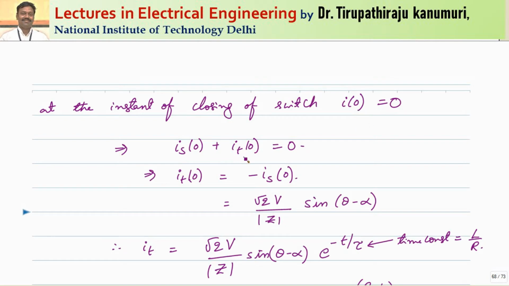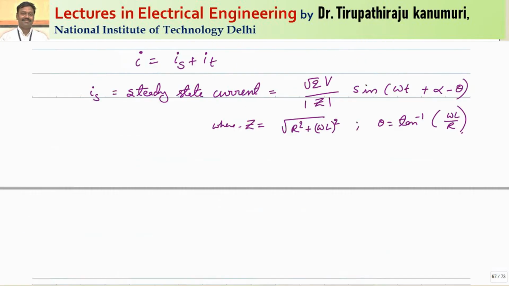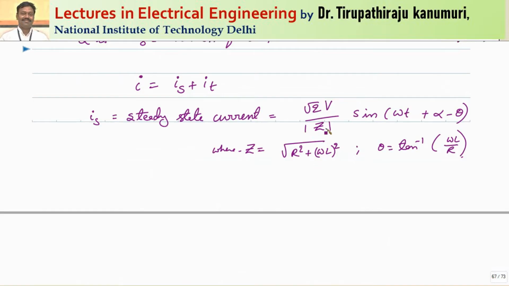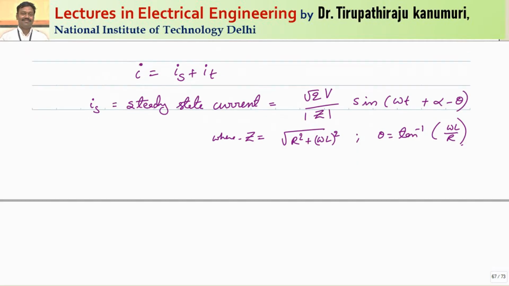One is the steady state component and the other is the transient component. The transient component at the instant of closing of the switch will be minus Is of 0, because we know the steady state component of current is root 2 V by Z into sine of omega t plus alpha minus theta. At the instant t equal to 0, substituting here, this becomes root 2 V by Z into sine of alpha minus theta. But actually the current cannot reach this much magnitude.